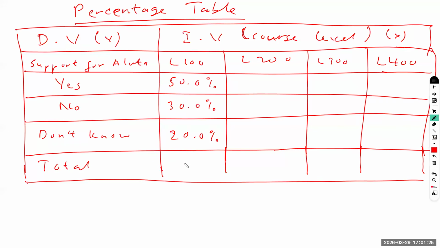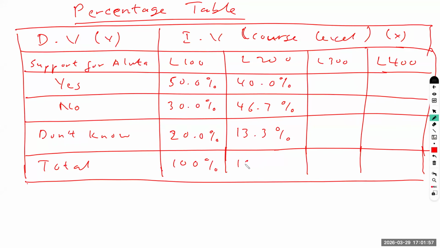Yes, please. Okay. Then the next person should give us level 200. For level 200, the first is 40.0%, and then the second, which is the no, is 46.7%. And then don't know is 13.3%. Does it sum up to 100%?